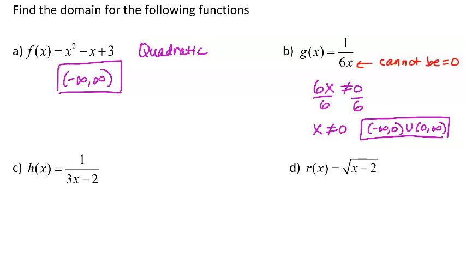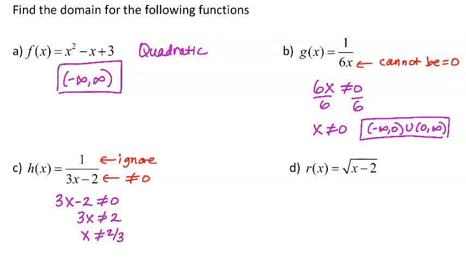So what if we have a larger expression in the denominator? The idea is still the same. Whatever's in the denominator cannot be equal to 0, and we're just going to ignore whatever we see in the numerator. So here we'll say, okay, 3x minus 2 is not allowed to be equal to 0. We want to isolate our x. Adding 2 to both sides, this means that 3x cannot be equal to 2, and dividing, x cannot be equal to 2/3.